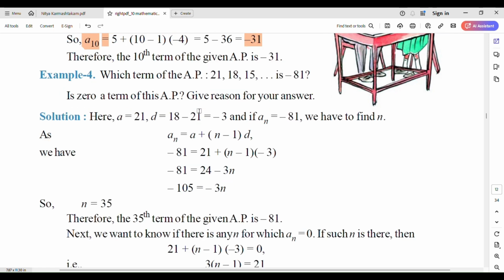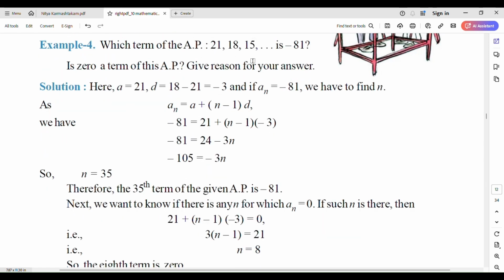So the next example, 21, 18, 15, this is the arithmetic progression up to minus 81. Which term is minus 81? That's the question, okay? So this is the arithmetic progression, 21, 18, 15. We need to find where minus 81 comes, which term is minus 81, okay? So a equal to 21, we know, d equal to minus 3, okay? And a of n is already given as minus 81. We need to find n basically, okay?